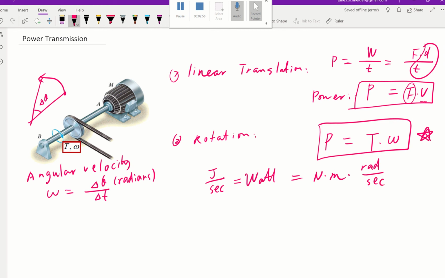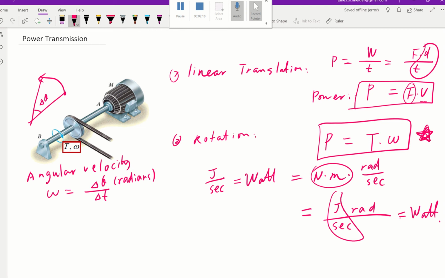All right, now let's take a look. Newton meter is force times distance, that's joule. Then joules per second and times radians. Radians is like no unit. So joule per second gives us a unit of watt. So dimension-wise, this formula is satisfied: P equals torque times omega.